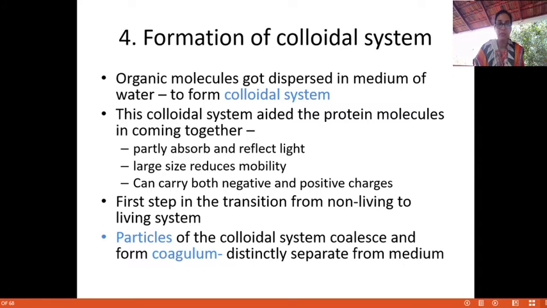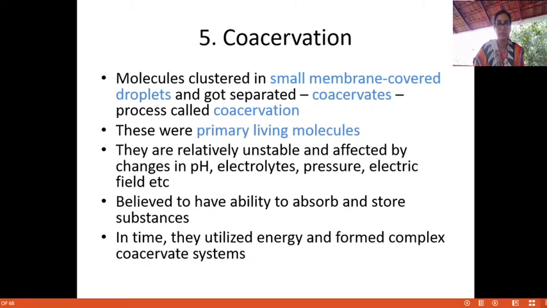That is, the particles of the colloidal system started coalescing, coming together and forming a coagulum. They were then distinctly separate from the medium. That is, they started forming a membrane around them. And this is the next stage where this membrane covered droplet which got separated in this colloidal medium is now called a coacervate. And the process of formation of coacervate is called coacervation.